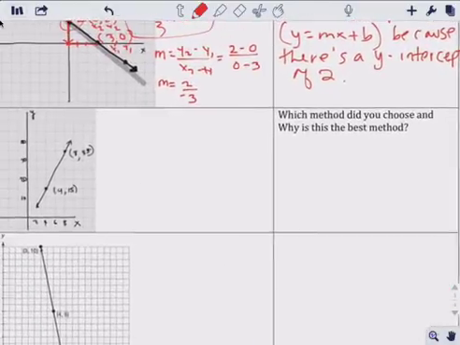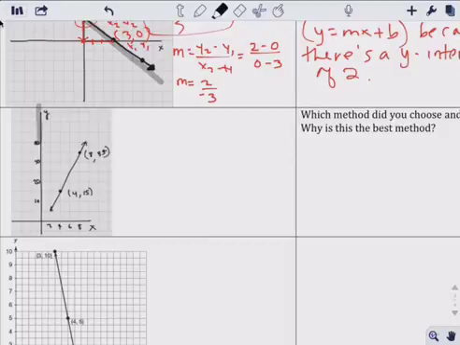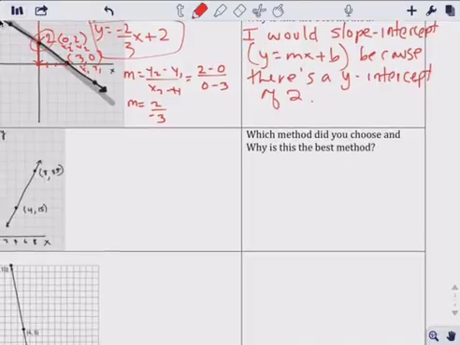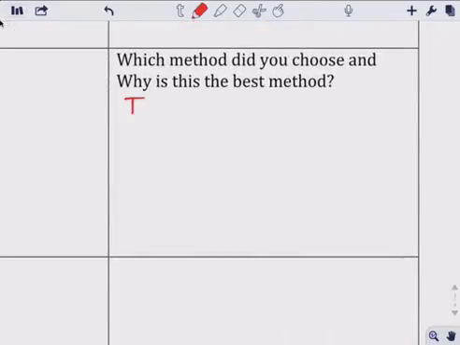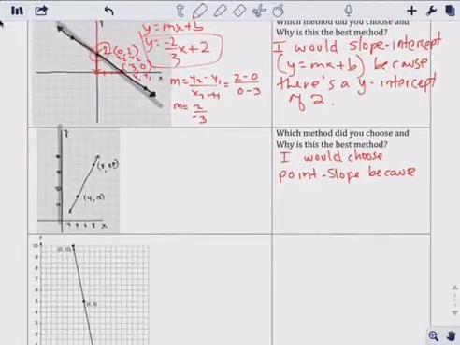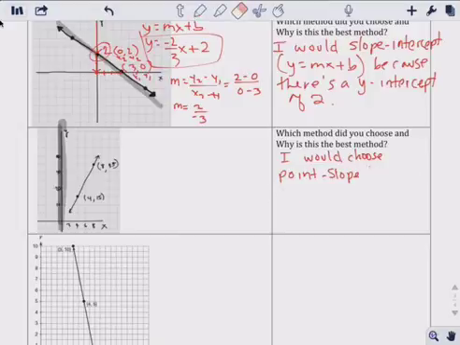Now, here I would choose standard form because there's no y-intercept. Which method would you choose to write the equation? I would choose point slope, because there's no y-intercept. Point slope.